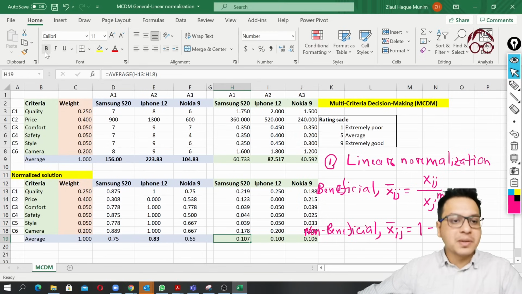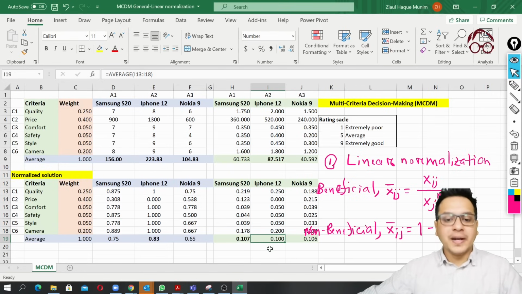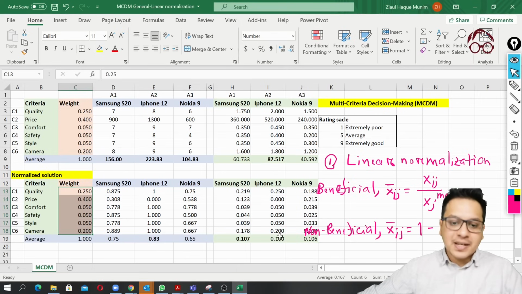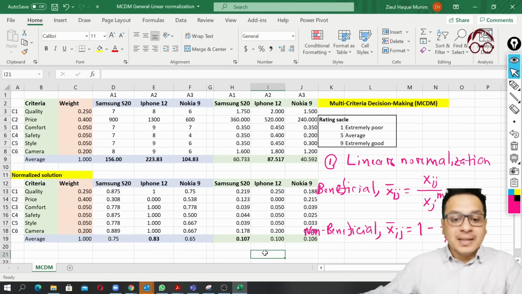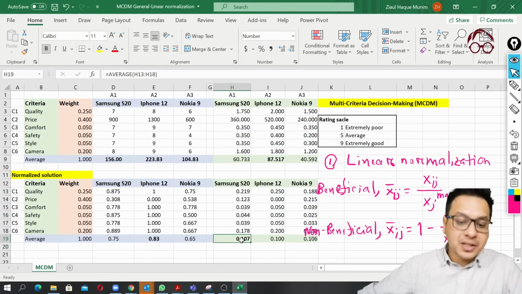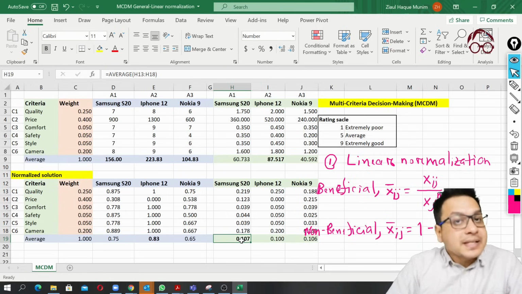Actually, this one becomes the best solution, and even the second solution is now Nokia, and the third solution is our iPhone. So you see, based on the weights we have here, and after applying the normalization, our solution changes completely from what we had here. But this is actually a more meaningful and more logical solution. So this is how we can apply the linear normalization and get a more precise and accurate decision for our multi-criteria decision making problems.